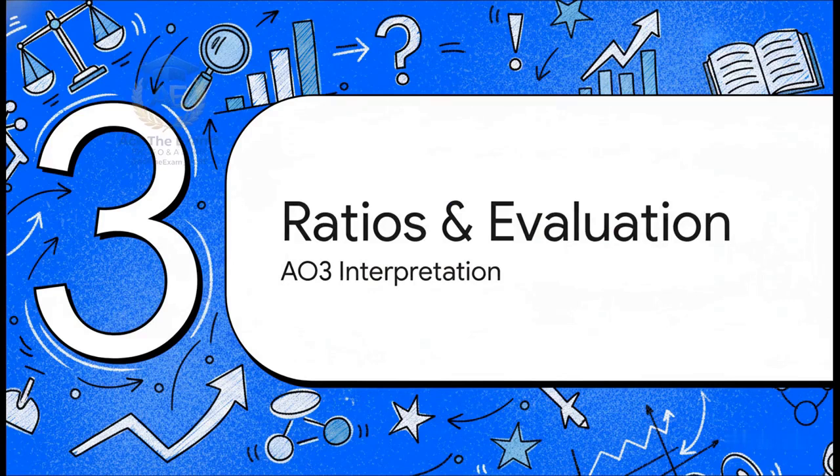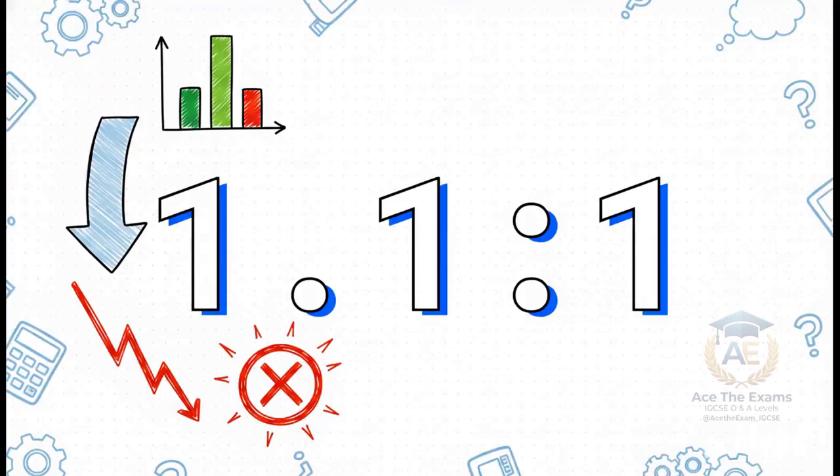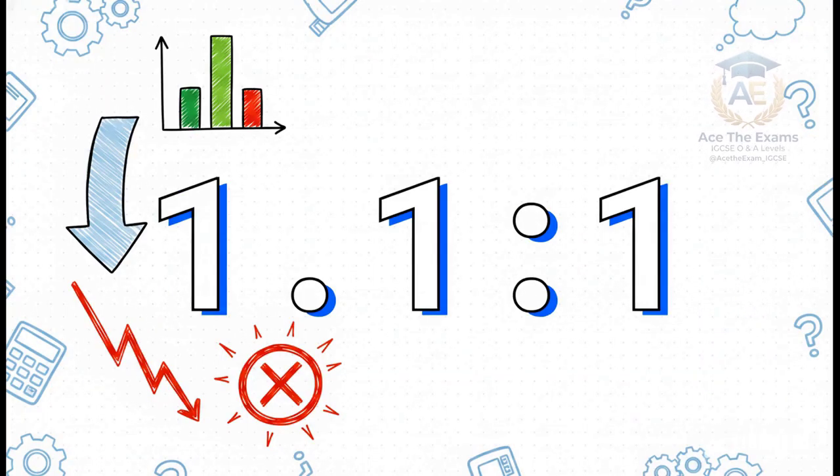Section 3. Interpretation, Ratios, and Evaluation. Next, we are elevating our focus from just doing the math to actually interpreting the results. This is where you secure that A star. Let's look at a dramatic shift. An exam might ask you to evaluate a current ratio falling from 2.5 to 1 all the way down to 1.1 to 1. Calculating the ratio is just your baseline skill.